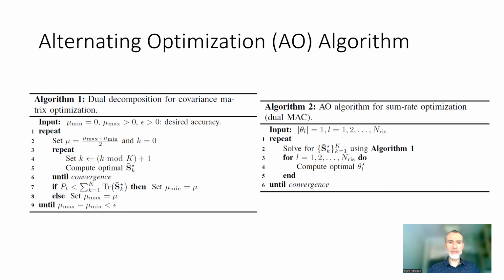So just to summarize the approach, without going into some of the technical details: we use an alternating optimization approach to solve this problem. You can see on the left the algorithm which is optimizing the covariance matrices. And then in algorithm 2 on the right, we embed that algorithm into the alternating optimization, which is the parent algorithm, if you like. What we do is repeat the sequence of operations where we optimize the covariance matrices, and then for each RAS element, we compute the optimal phase shift, and this is repeated until convergence.